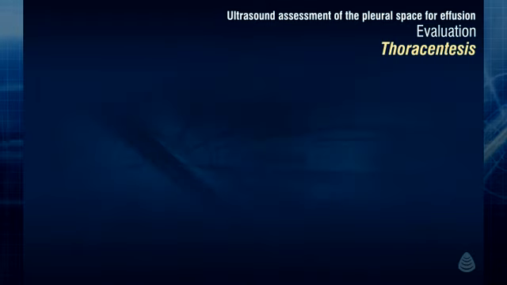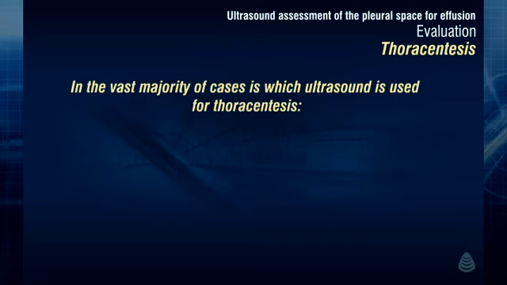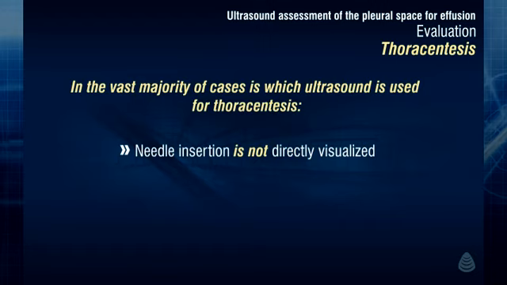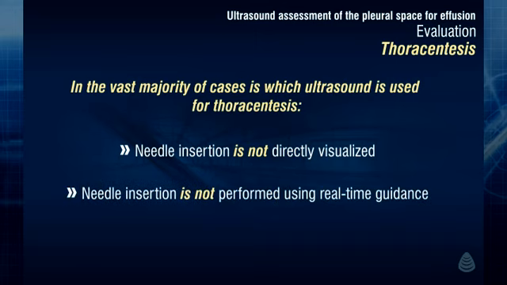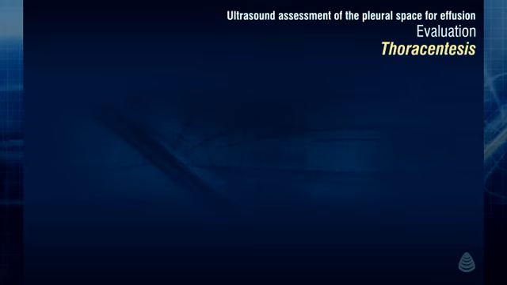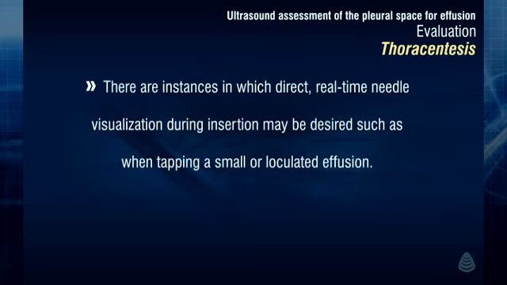As was previously explained and demonstrated, in the vast majority of cases in which ultrasound is used for thoracentesis, the needle insertion is not directly visualized, and ultrasound is used to identify the pleural fluid and identify anatomic boundaries and surrounding organs, and finally to demonstrate an unobstructed access to fluid. The needle insertion itself is not performed in most cases using real-time guidance. However, there are instances in which direct real-time needle visualization during insertion may be desired, such as when tapping a small or loculated effusion.